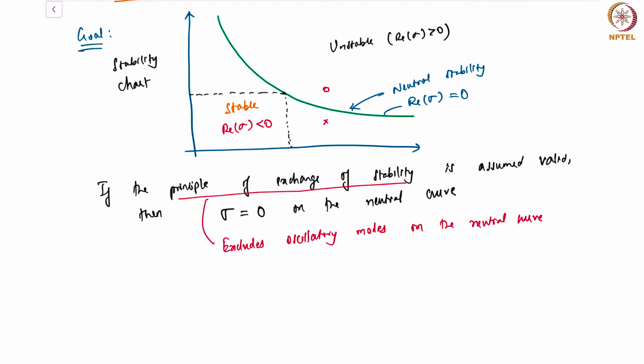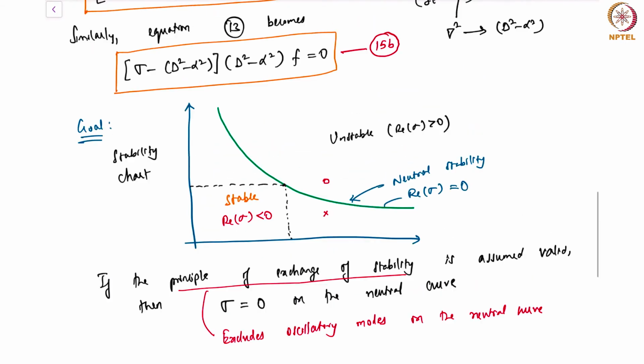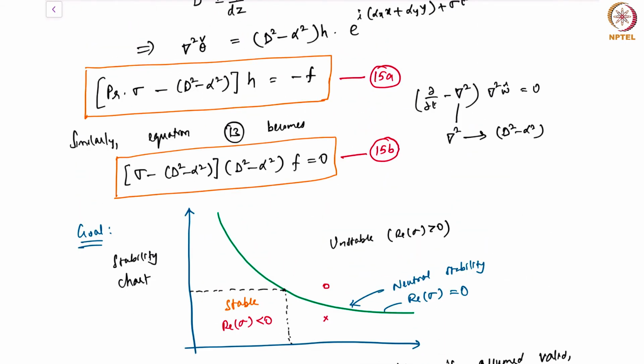This can be more easily shown for the Rayleigh-Benard problem, and the strategy for doing this for the Rayleigh-Benard analysis is to take these equations and integrate them from 0 to 1, and then show that on the neutral boundary, the imaginary part is identically 0. If you are on the neutral boundary, if the real part is 0, then you can show that the imaginary part is also identically 0.